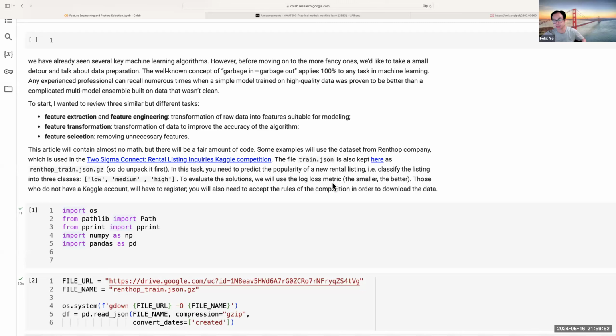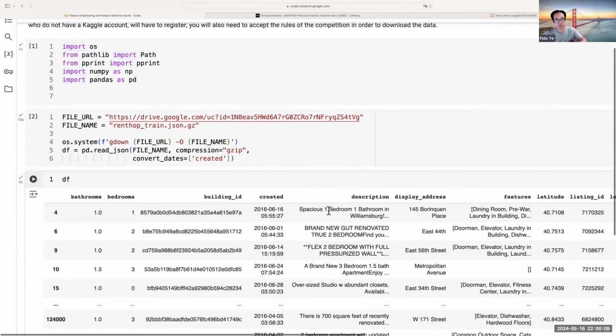You can click through, create a Kaggle account, download this data and participate in those competitions. Here we are just using this data as one example to demonstrate feature engineering and feature selection.